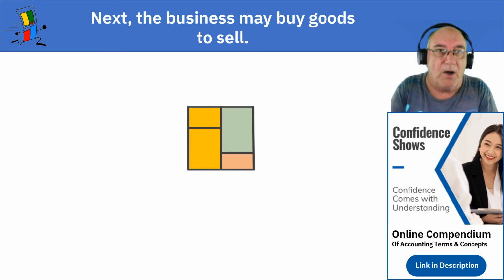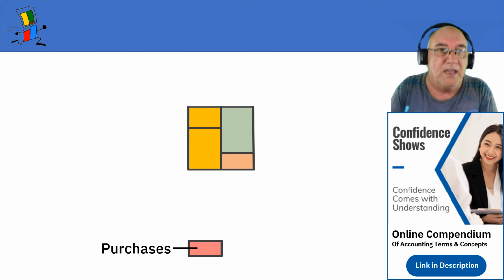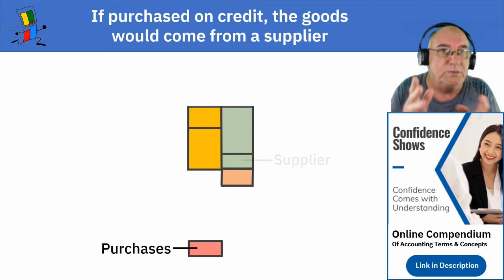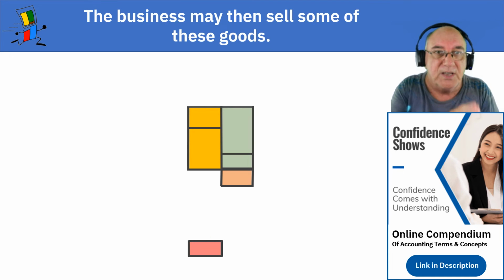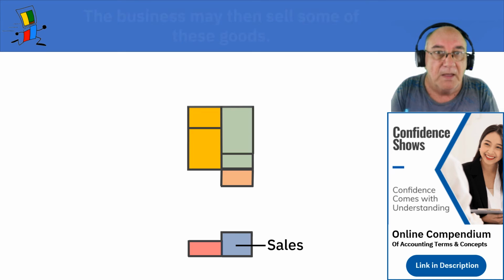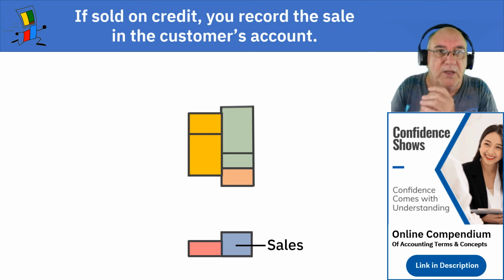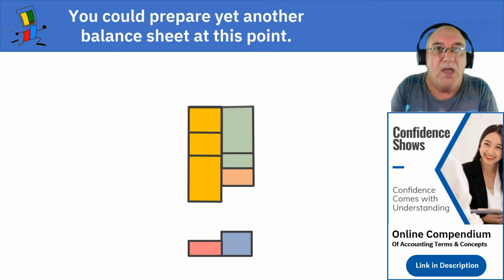Next, the business may buy goods to sell. If purchased on credit, the goods would come from a supplier. The business may then sell some of these goods. If sold on credit, you would record the sale in the customer account. You can prepare yet another balance sheet at this point.